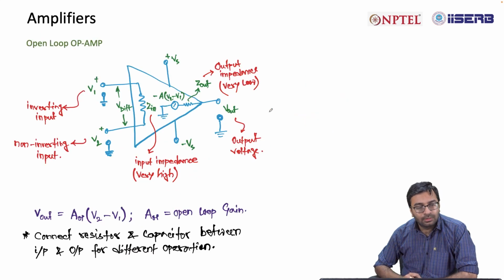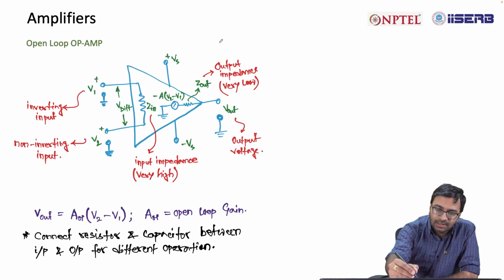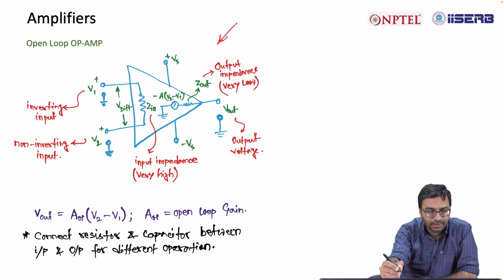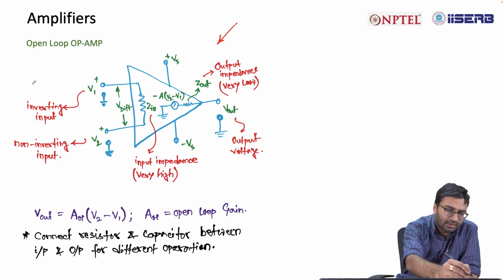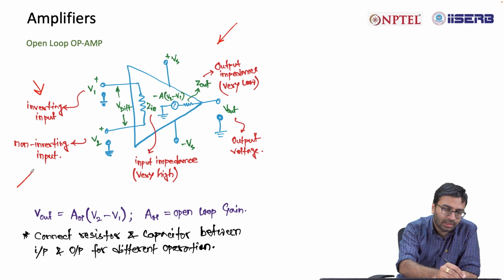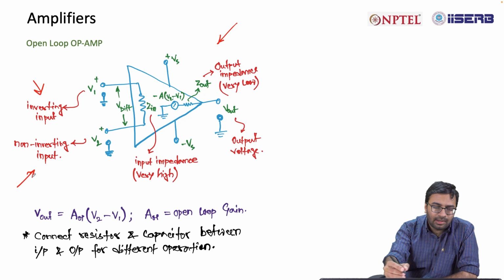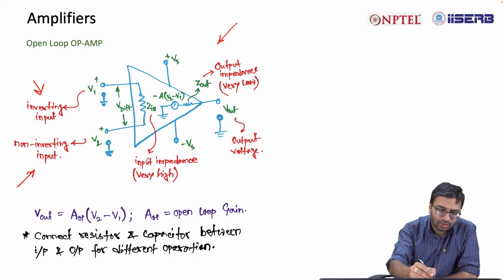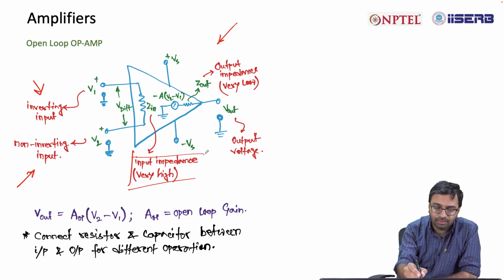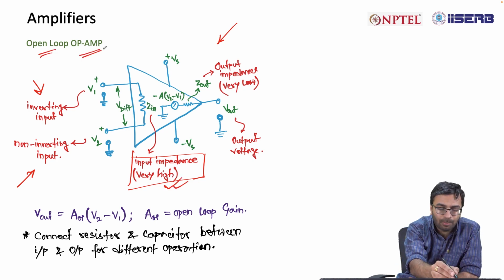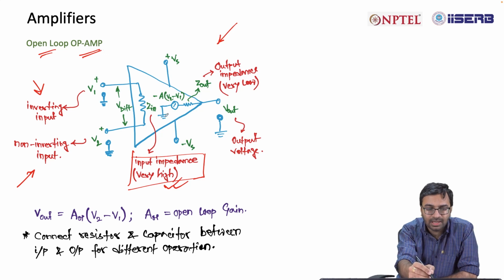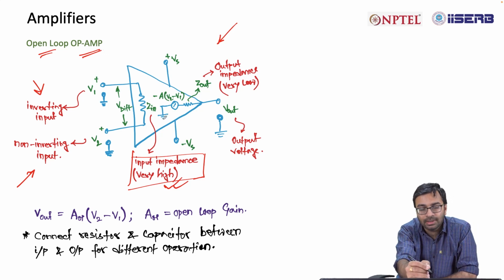So this is the basic diagram of an amplifier. The amplifier usually has an inverting input, and it also has a non-inverting input, as it is shown over here. Then an amplifier usually has an input impedance which is very high. So this is an open loop operational amplifier. In this case the amplifier that we are discussing is an operational amplifier.